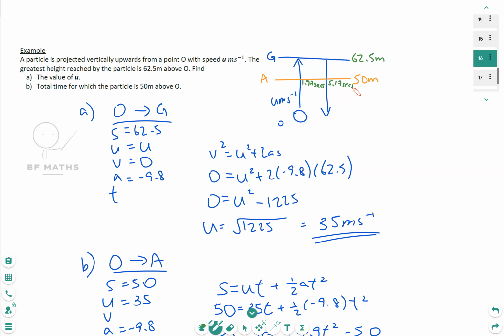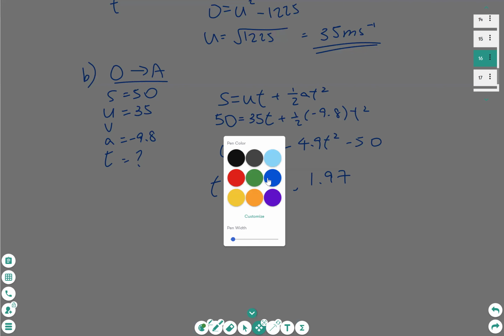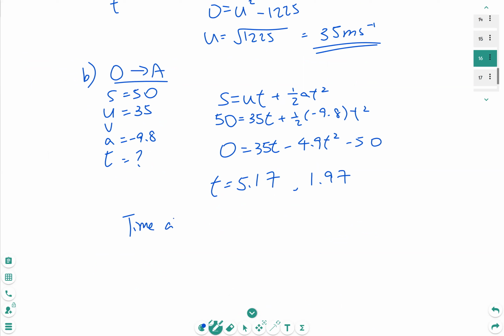So maybe you can think about how long the particle was above the 50 meters line. It'll be the difference in time between. It passes A at 1.97 seconds, and it comes back at A at 5.17 seconds. That means surely the time in between will be the time that the particle has spent above A. So the final answer: time above 50 meters equals 5.17 minus 1.97, which is 3.2 seconds. And that's the answer.